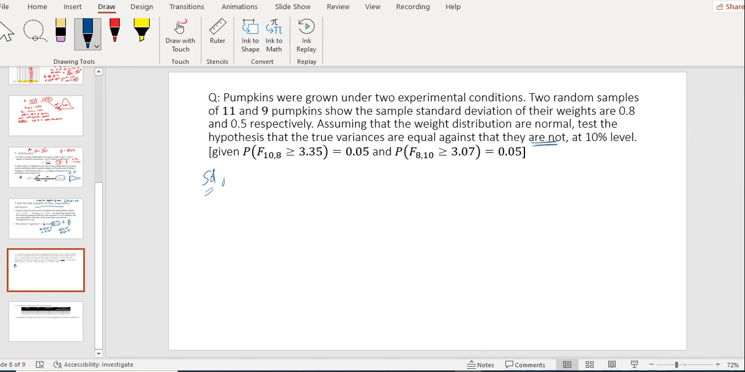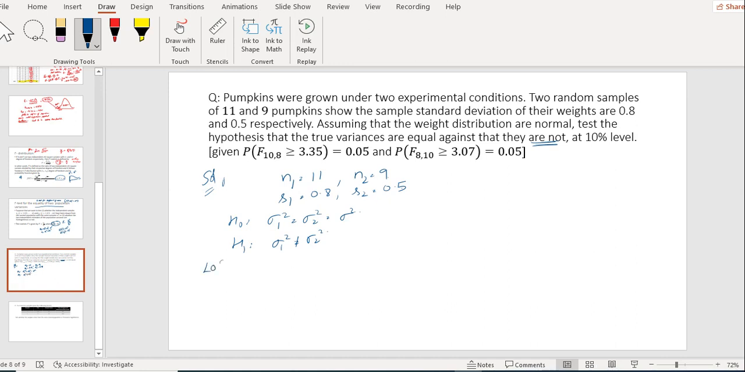level. So what is given here? We are given two samples, n1 is of size 11, n2 is of size 9. And we are given sample standard deviation s1 is 0.8 and s2 is given as 0.5. So what will be the null hypothesis? Null hypothesis is their population variances are the same against they are not. It is already given in the question.